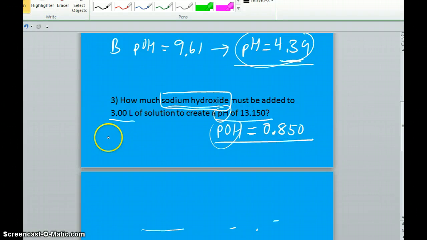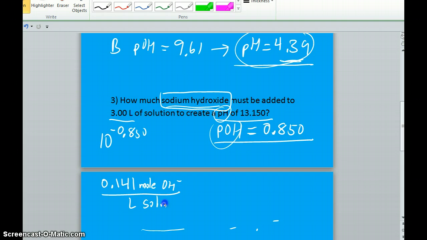And that's easy because I will take second function log on my calculator of negative 0.850. And when I press enter, I get the value 0.141. And I remind myself that that is moles of hydroxide per liter of solution. Now, this problem wants to know about the amount of sodium hydroxide. And because sodium hydroxide dissociates in a 1-to-1 ratio, 1 mole of hydroxide is the equivalent of 1 mole of sodium hydroxide. Meaning, this is how many moles of sodium hydroxide I need.